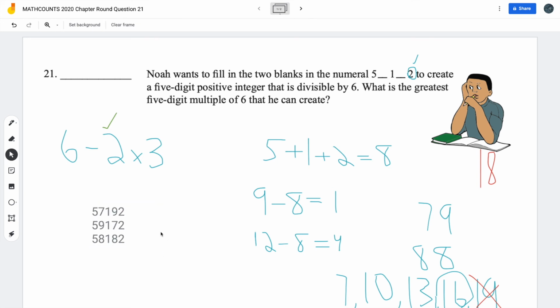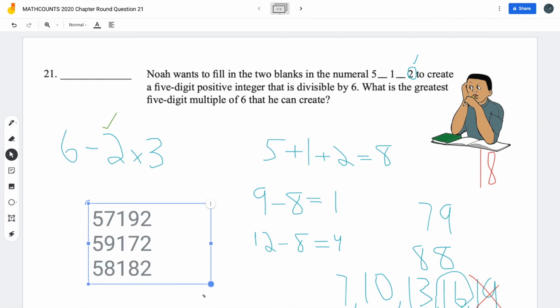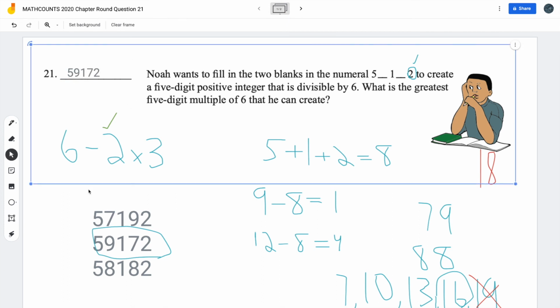Out of these three, which one is greatest? The 5, the ten thousands digit, is all the same. Then the thousands digit, 9, is the greatest. So the greatest is 59172, and then we can write our answer right here: 59172. So that's the answer to this problem.